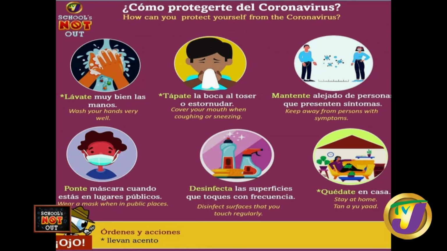Un póster. And just before I forget, you can find this poster on Instagram at Spanglish Jamaica. That's at Spanglish Jamaica on Instagram. So let's look at what the poster has to say, and it's cómo protegerte del coronavirus.